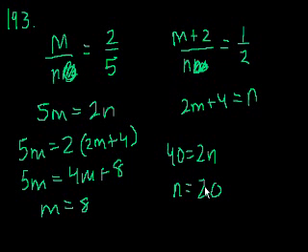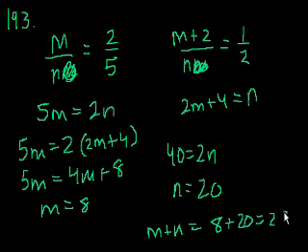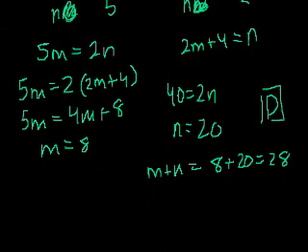And let's see, are they asking for if 2 more students were to enter the class? Okay, so they want to know how many in the class right now. So they want to know M plus N. Well, that's equal to 8 plus 20, which is equal to 28 students. And that is choice D. Next question. I think I have time to fit this one in. I'll continue in the next video if I don't.